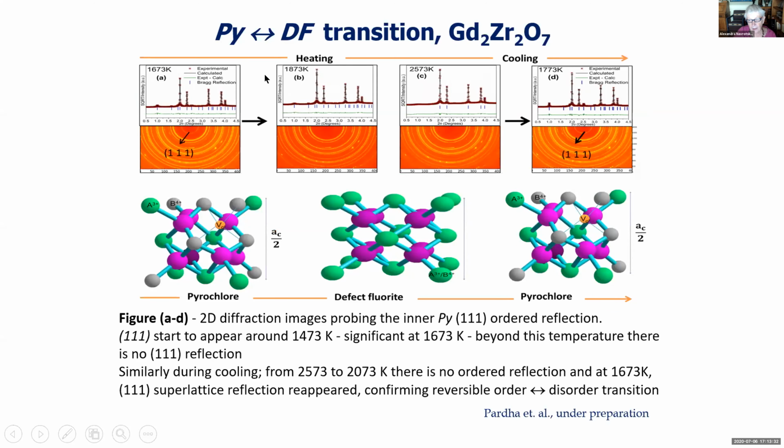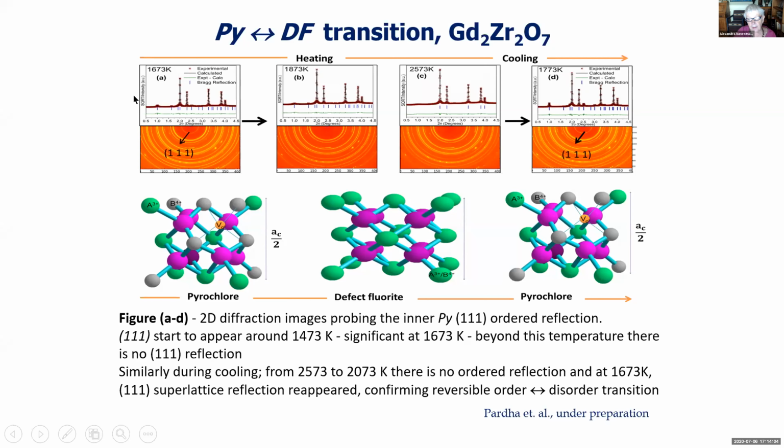So let's take a look at the pyrochlore to defect fluorite transition in one of the later rare earth zirconates, gadolinium zirconate pyrochlore. It's a reversible transition. So the in situ patterns show that on heating, you go from the pyrochlore to the defect fluorite, which at least to X-rays looks pretty disordered. And then on cooling, you come back to the pyrochlore.